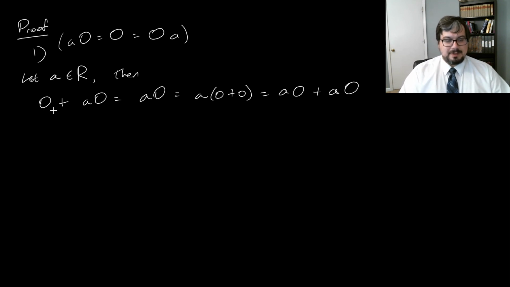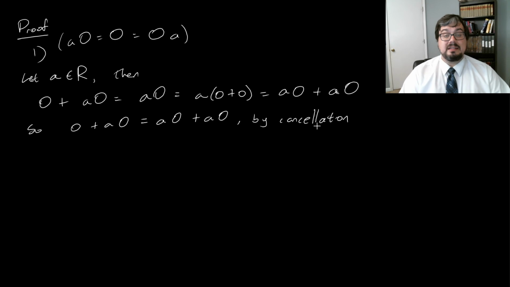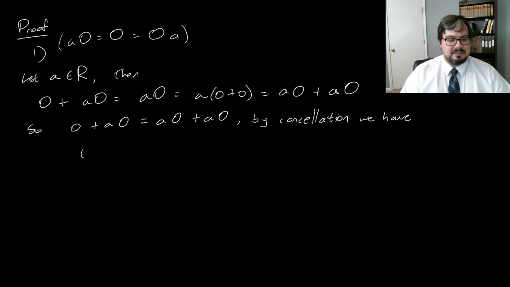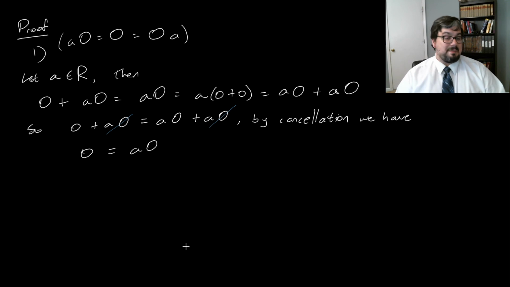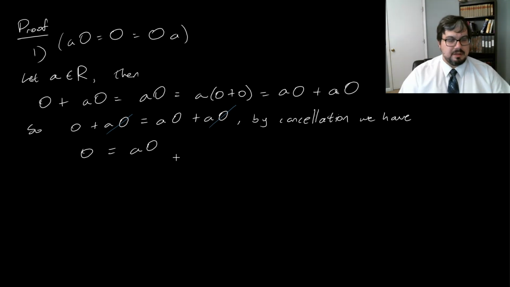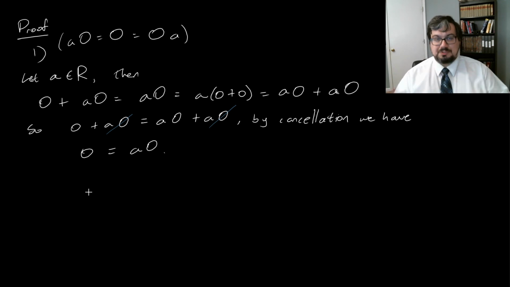So if a is in R, then we have this string of equalities. That means that 0 plus a times 0 is equal to a times 0 plus a times 0. And by cancellation, we can do cancellation for addition, but not multiplication. We'll see why in a second. By cancellation, we have that 0 is equal to a times 0, where we've canceled these two summands. And then a similar argument shows the other direction, almost exactly the same.